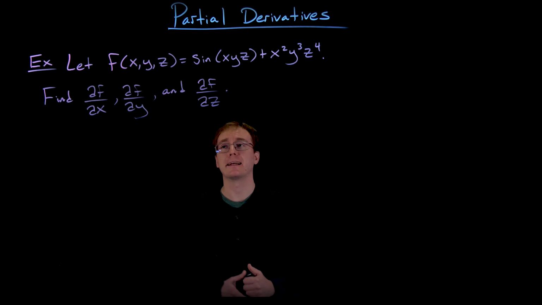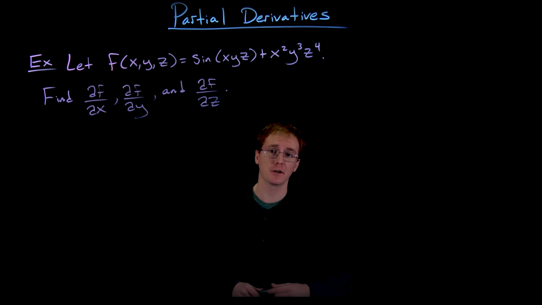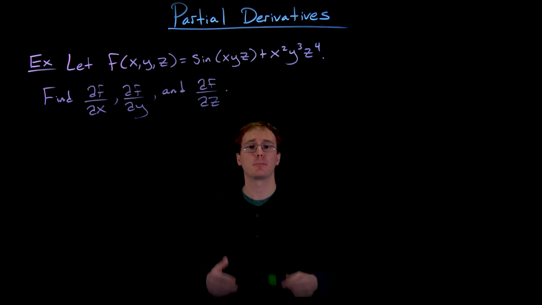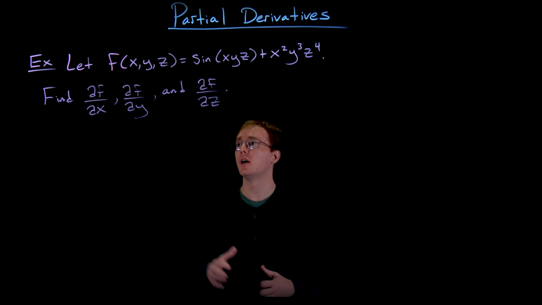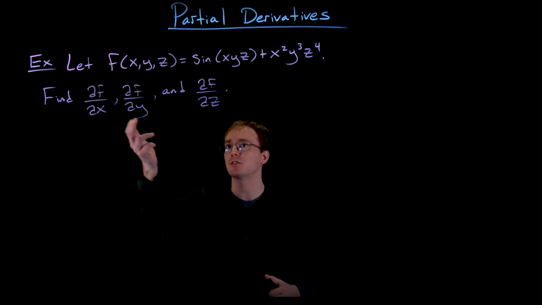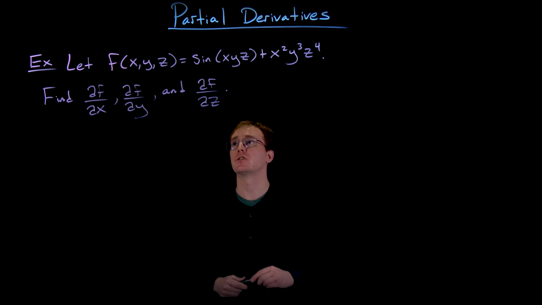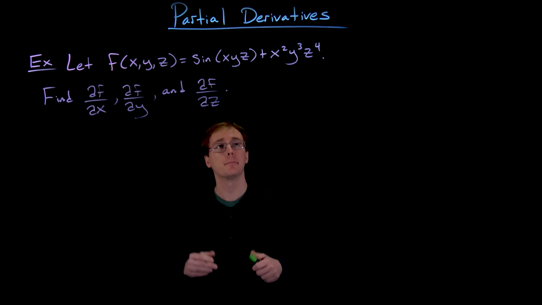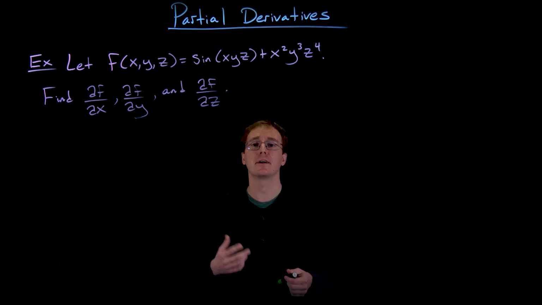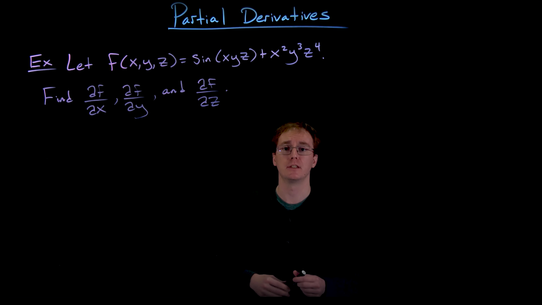Hello everyone, welcome back. In this example, we are given our function f, which is now a function of 3 variables instead of 2 like we've seen in some of our previous examples, and we're asked to find the partial derivatives of our function with respect to x, y, and z. And so our function f is defined by the equation sine of the quantity x times y times z plus the quantity x squared times y cubed plus z to the fourth.